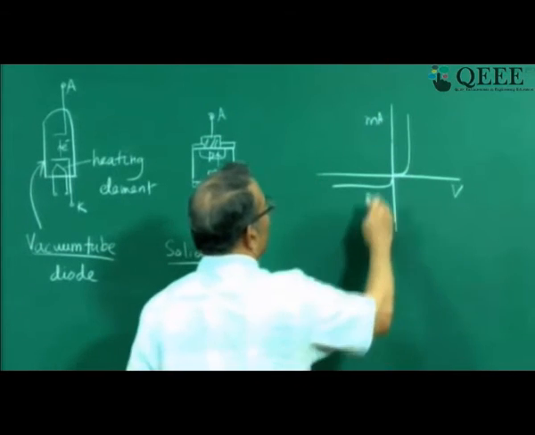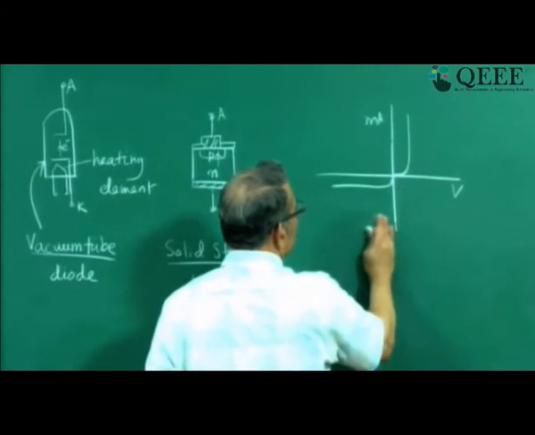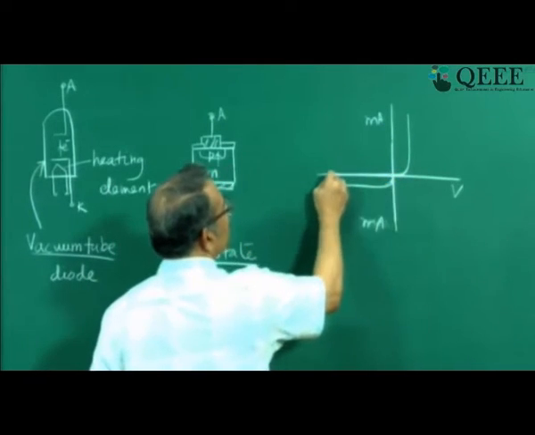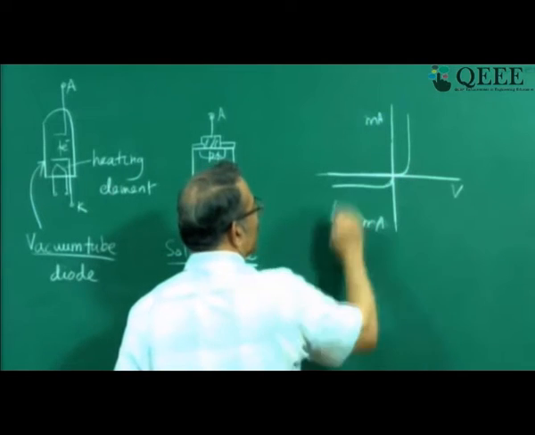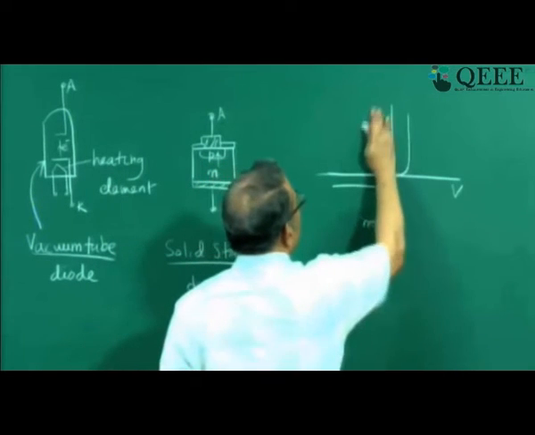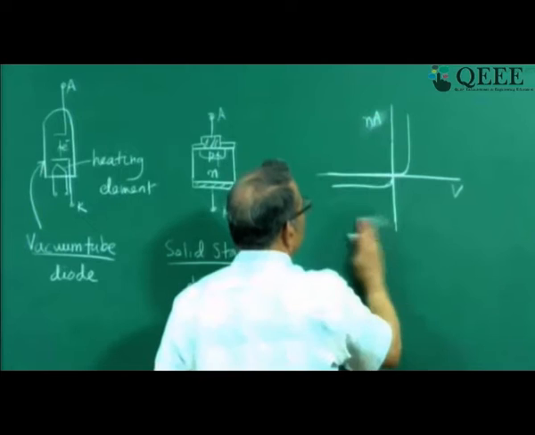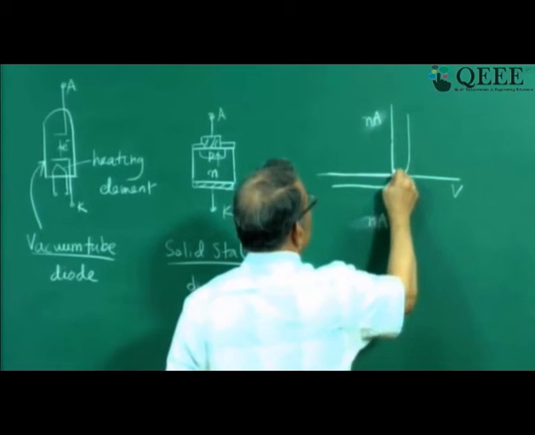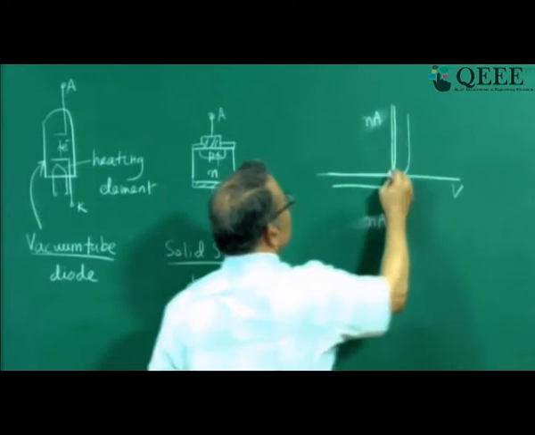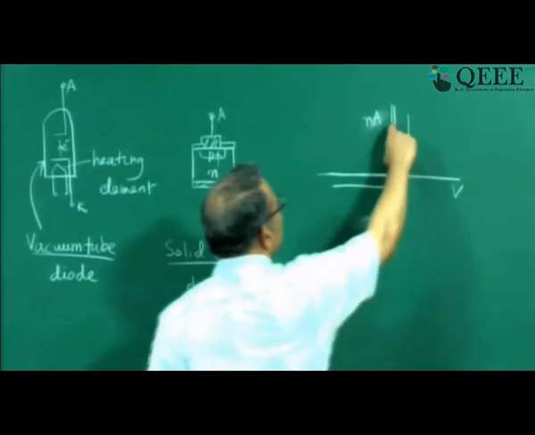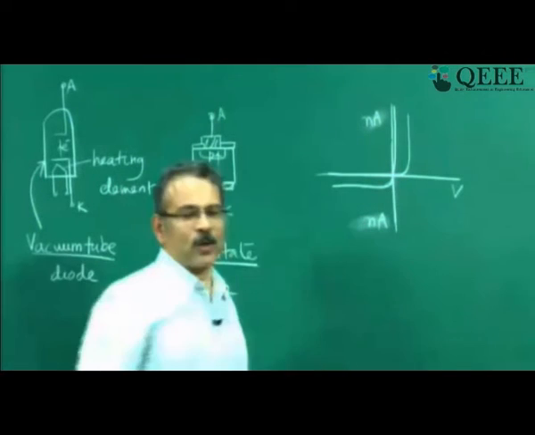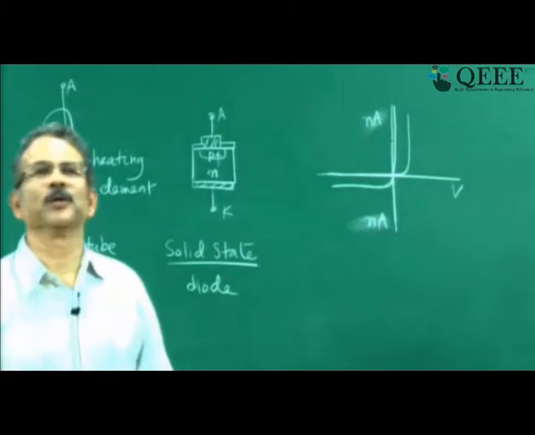If I make this also milliamperes, then the curve will not go like this, it will simply go like this, because this nanoampere cannot be seen. If I make both vertical and horizontal as nanoamperes, then I will see this curve and here this curve will go up like this, because when current is nanoampere, voltage is very small. Okay, so students should pay particular attention to this.